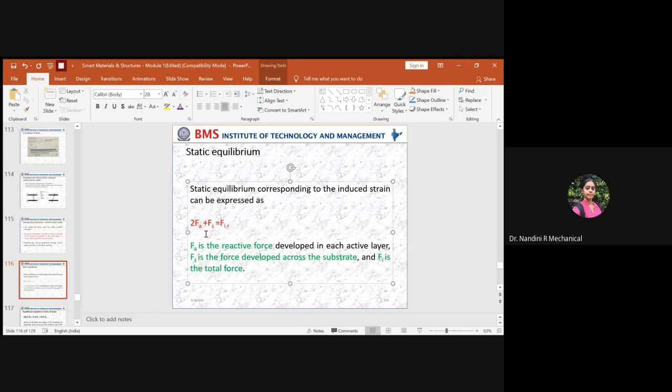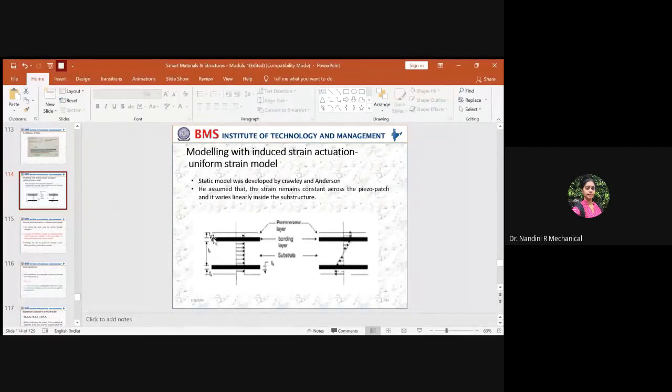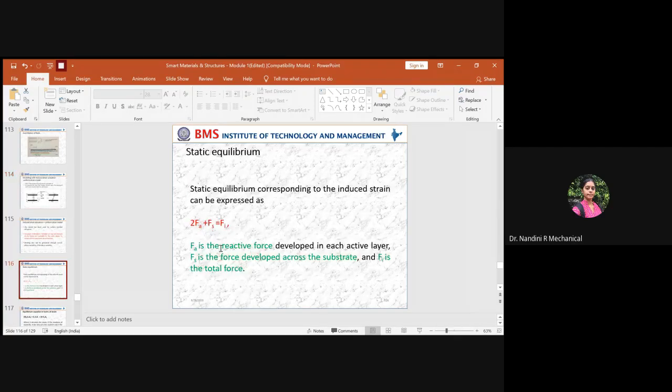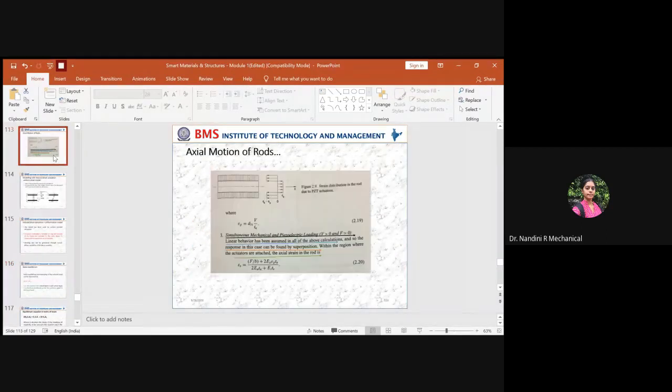Fa is nothing but the force developed across the piezoelectric element. It is written as 2Fa because you have two piezo patches. One is the top and one is the bottom. Right? So these are the reactive force induced across the piezo patch, plus the force which has been developed across the substrate. So that will be equal to the total force which has been applied across the given structure with the piezo patch. It is similar to the equation we used to refer to for the equilibrium condition.